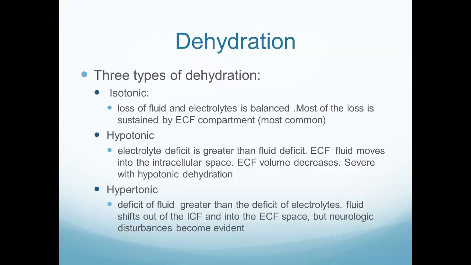So we're having more fluid loss than electrolytes being lost, and that can cause some severe problems for our patient as well. So it could be one of these three different types. If our patient's dehydrated, we can't assume it's just going to be isotonic. We have to check those electrolytes and find out where the patient's at so we know what to replace. Do we need to just replace the fluid? Do we need to replace the electrolytes as well?